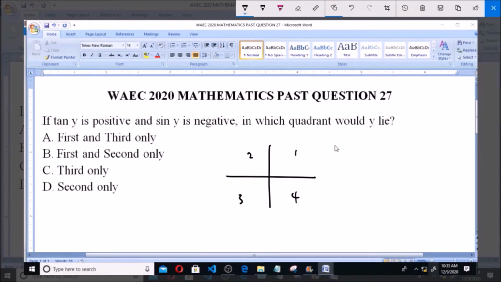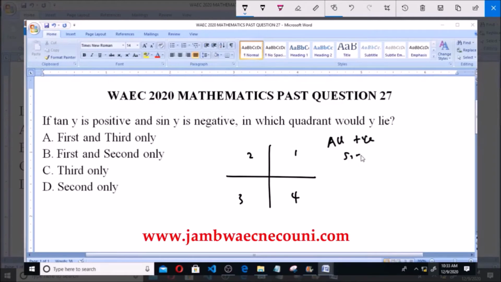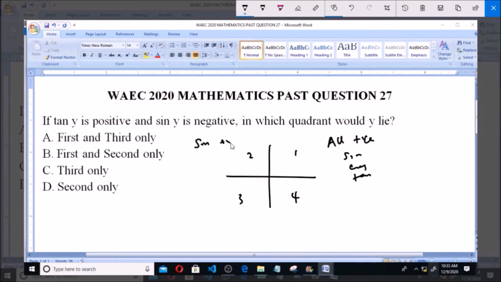Now, in the first quadrant, all trigonometric ratios are positive. That is, sine, cos, and tan are positive. In the second quadrant, only sine theta is positive. The rest, which are cos and tan, are negative. In the third quadrant, only tan theta is positive. Sine and cos are negative. And in the fourth quadrant, only cos theta is positive. Sine and tan are negative.